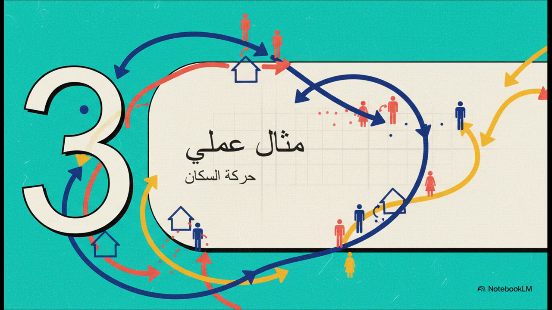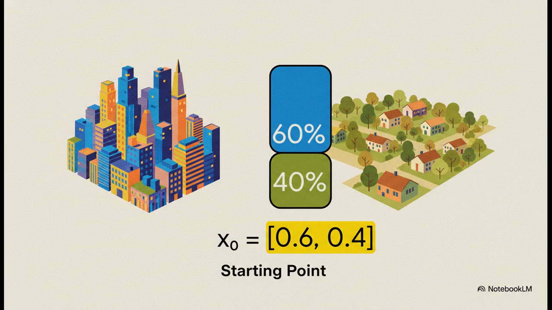Okay, enough with the theory, right? Let's see how all these concepts actually work together with a concrete real-world example: population movement between a city and its suburbs. So, let's go back to our population example. In the year 2014, we had 60% of people in the city and 40% in the suburbs. This gives us our initial state vector, our x0. This is our starting point.